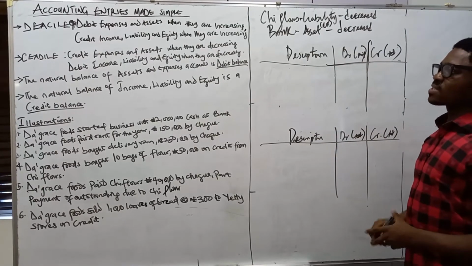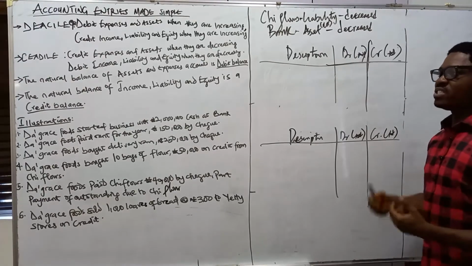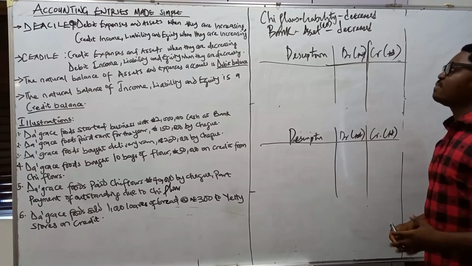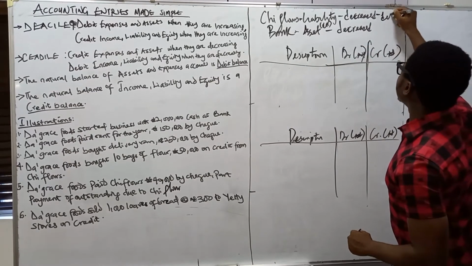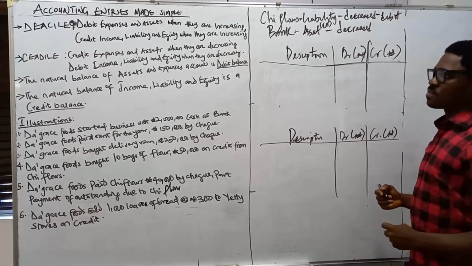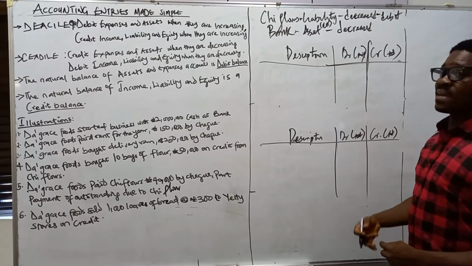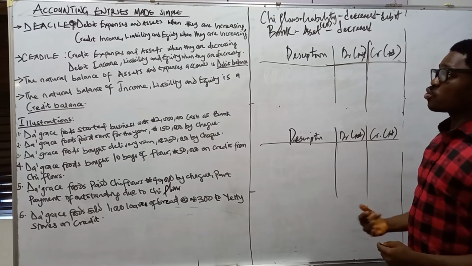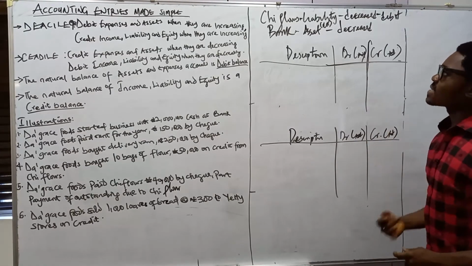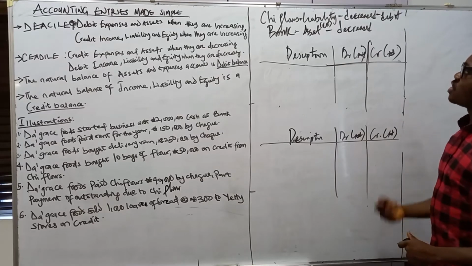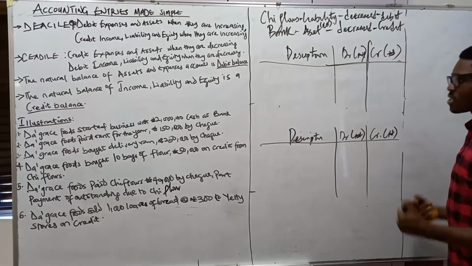We go back to the rule. It says that when income, liability, and equity are reducing, we debit them. So liability has decreased there. What do we do to liability? We debit liability. And the rule also says that when expense and assets are reducing, we credit them. Bank has reduced, so we credit bank.